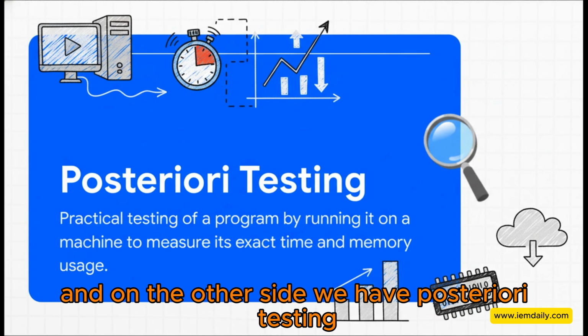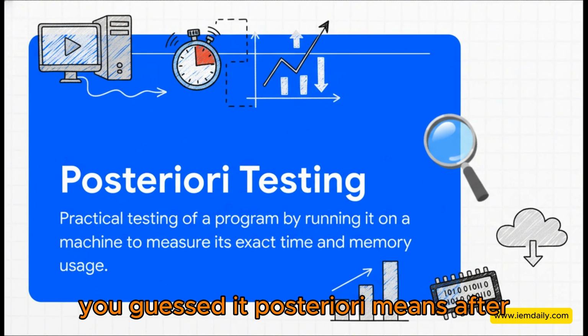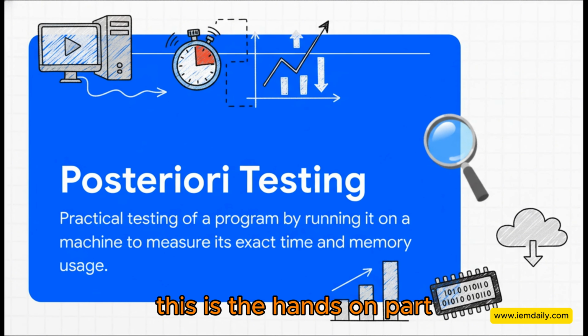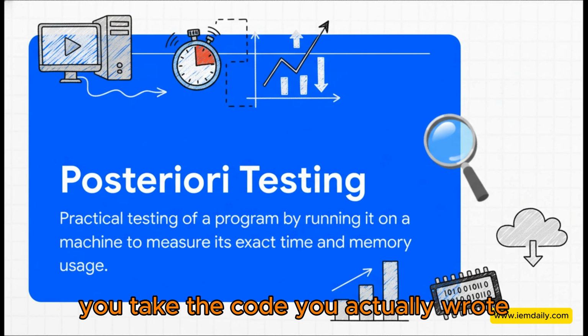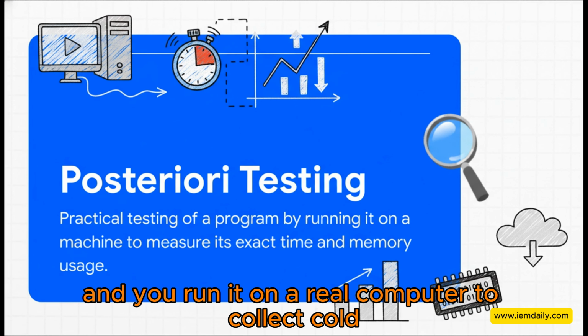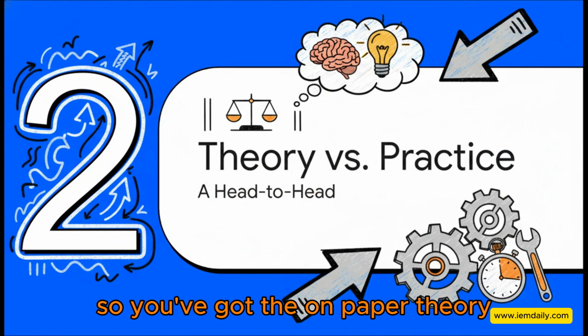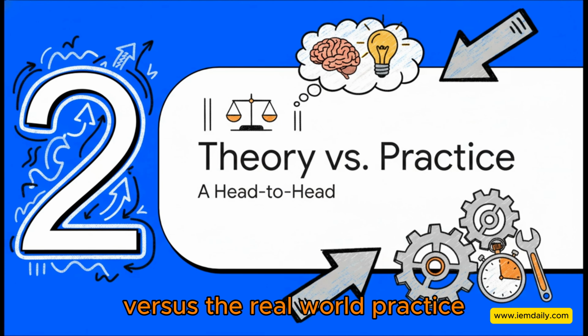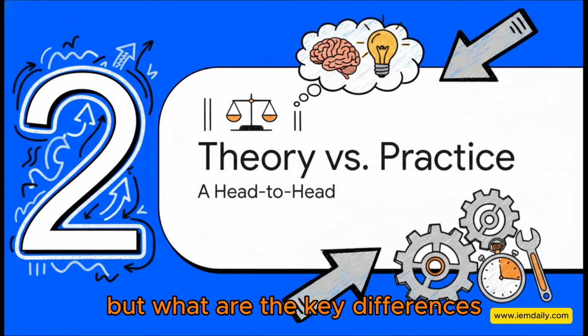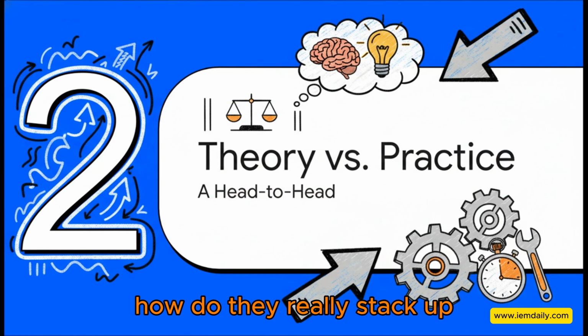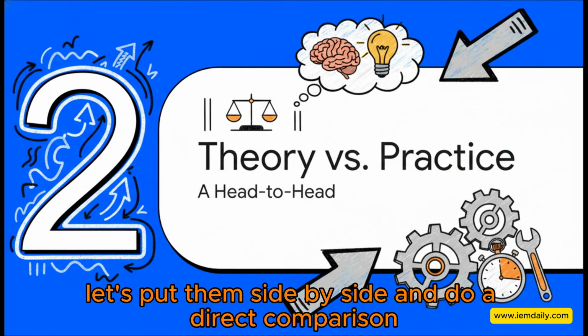And on the other side, we have posteriori testing. You guessed it, posteriori means after. This is the hands-on part. You take the code you actually wrote, the finished program, and you run it on a real computer to collect cold, hard data on how it performed in a real environment. So you've got the on-paper theory versus the real-world practice. But what are the key differences? How do they really stack up? Let's put them side by side and do a direct comparison.